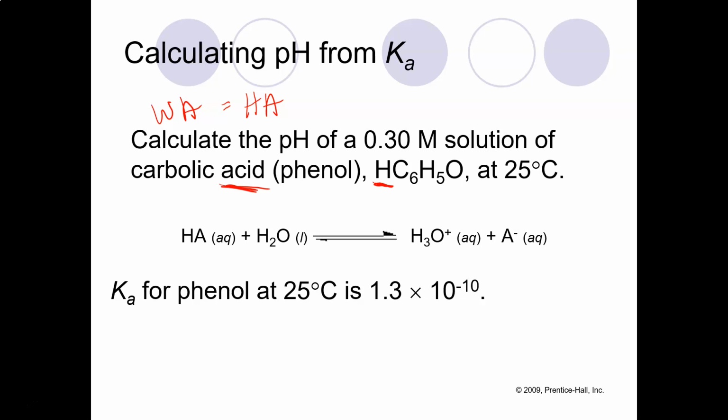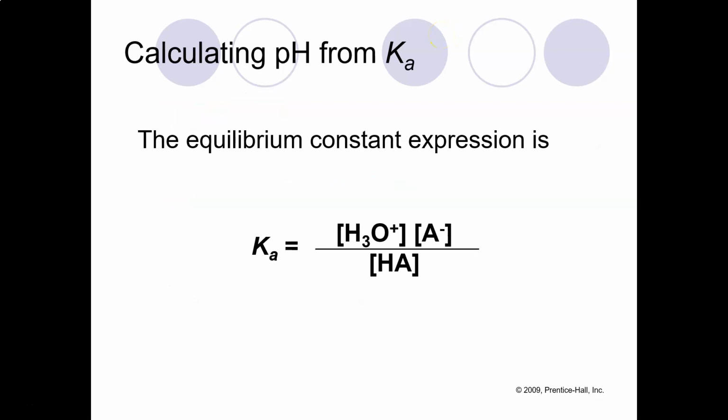So now let's read the problem. Calculate the pH of a 0.30 molarity solution of carbolic acid, which is phenol, which again to us is HA, a weak acid, at 25 degrees Celsius if we're given the Ka value. So we need to solve for pH. This is our equilibrium equation. We know we have the Ka expression, products over reactants, so we know we have that.